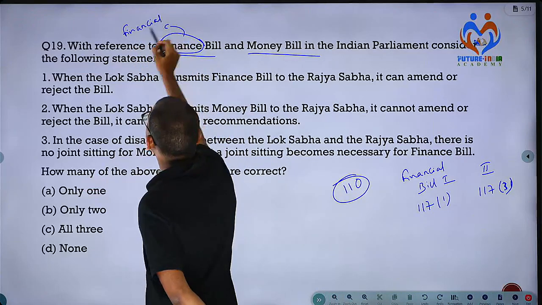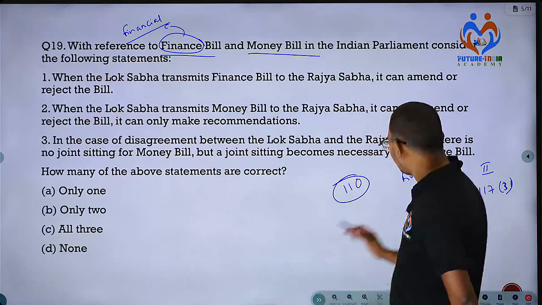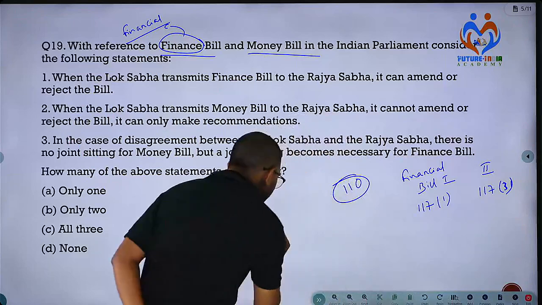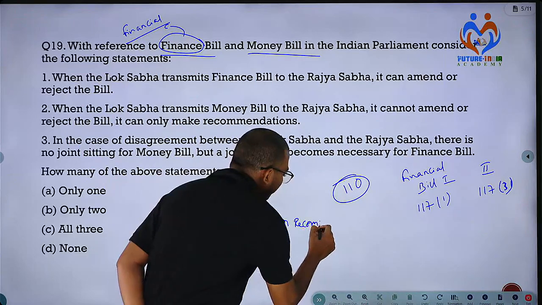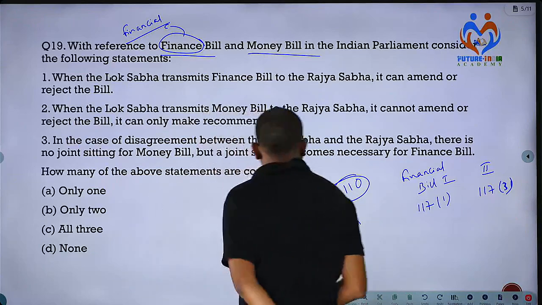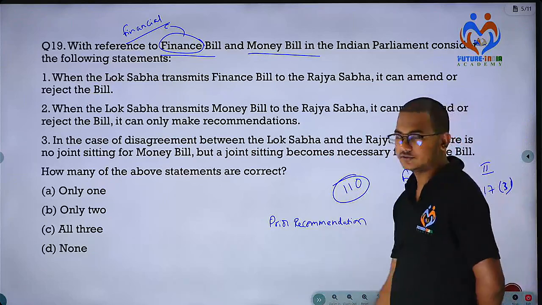What kind of bill it is? Financial bill. Then only you'll get your answer. Okay. Now let me tell you something about these bills. Money bill. See, prior recommendation of president is needed. Whenever you are introducing the bill, first get the permission from the president. Then only you can introduce the bill in the house.